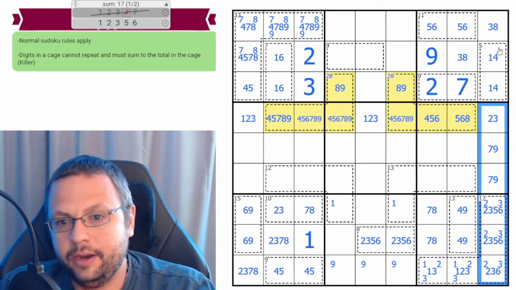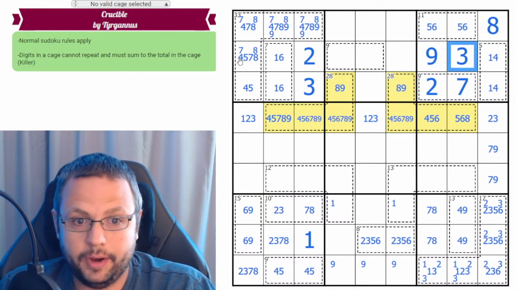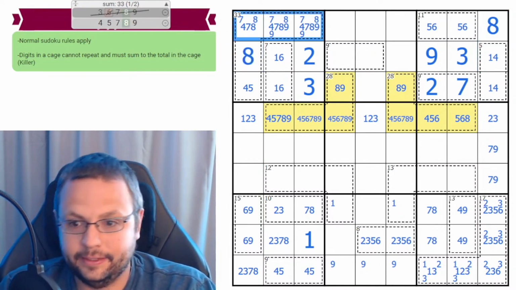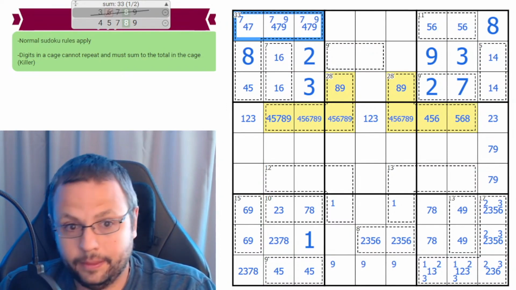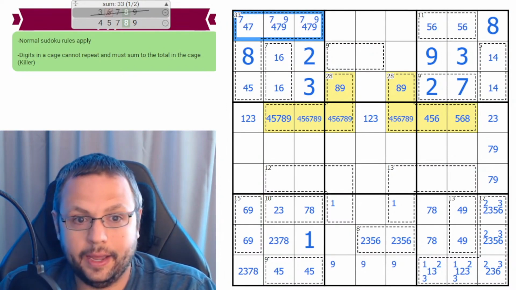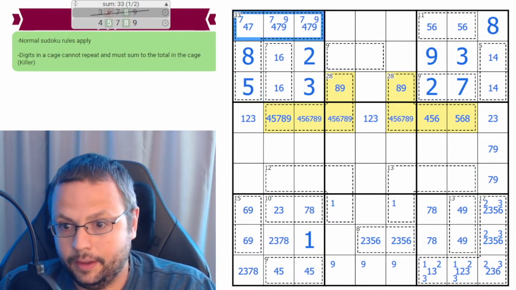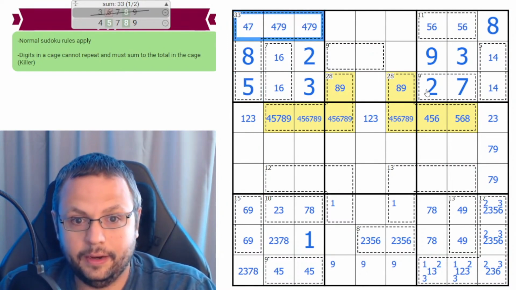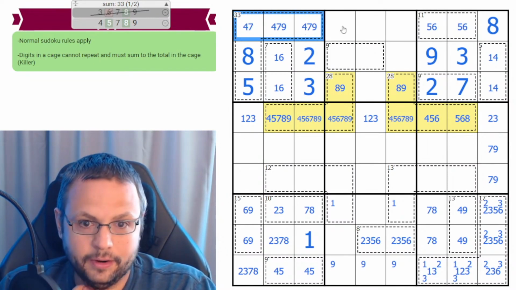And then where does the 8 go in this quintuple? The 8 in the quintuple goes here, making that a 3, making that an 8, removing 8 out of all of these. And now this has to be the 5. So these are not 7 or 9. So that gives us a 4, 7, 9 triple up here.